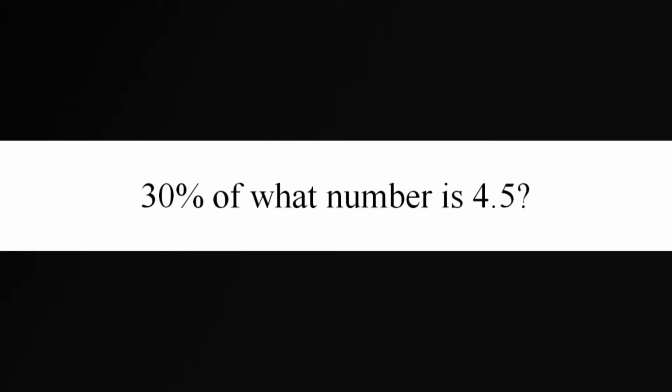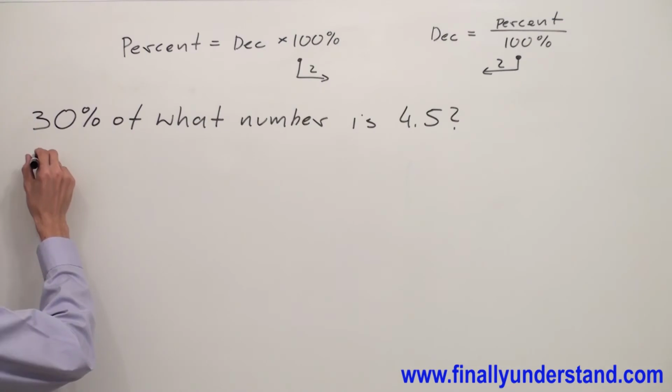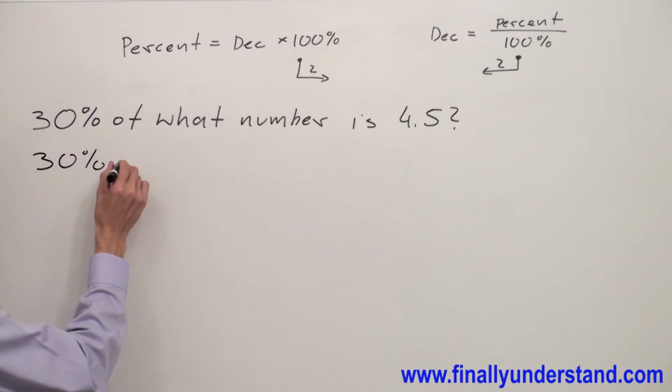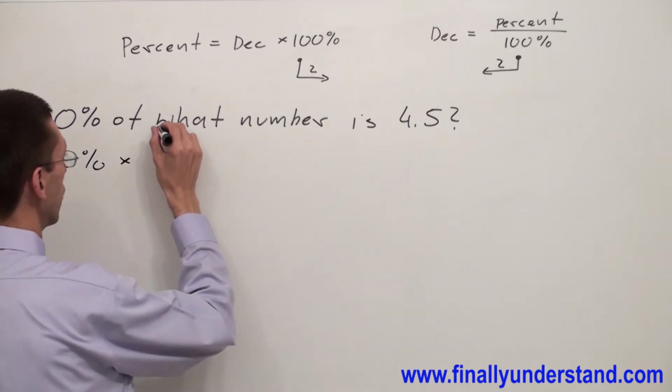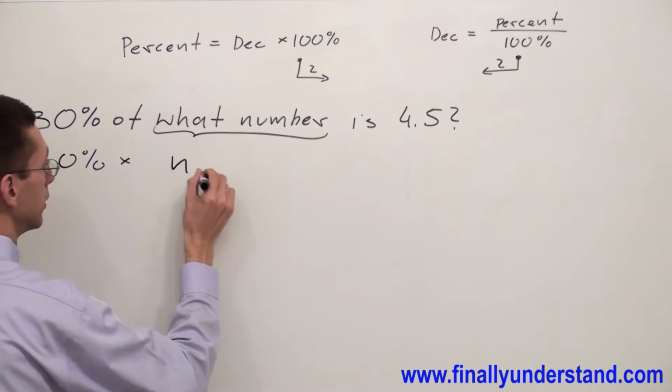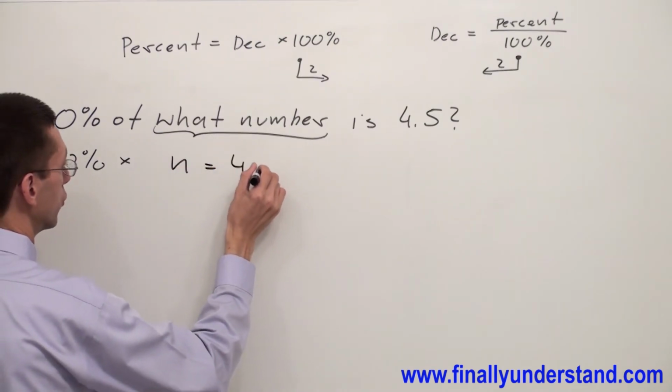Let's take a look at this example. Okay, we're going to start again from writing the equation first. So I have 30% of, which stands for the multiplication, what number, this is my n, equals 4.5.